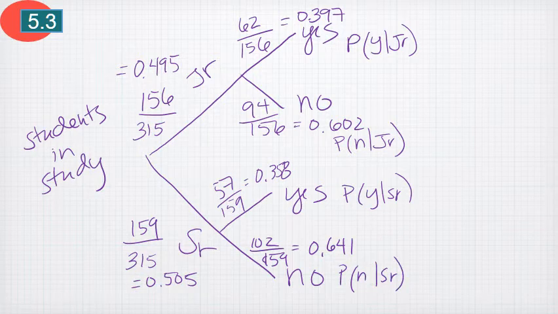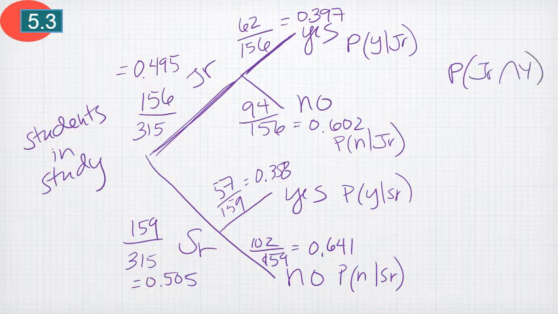The beauty part about all of this is that here I have all of my probabilities. I have this branch for my juniors, and this branch for my yes given that they are juniors. So what if I just want to find this probability? What's the probability of someone being a junior and yes? How would I do that?